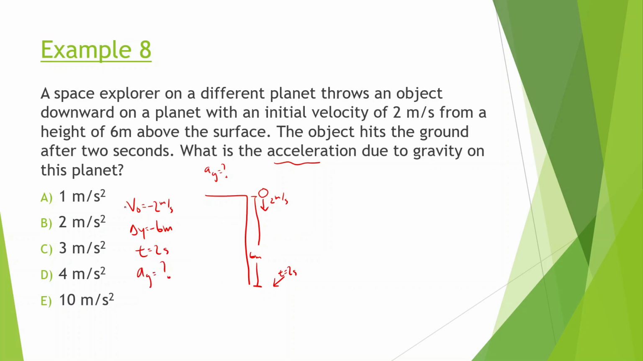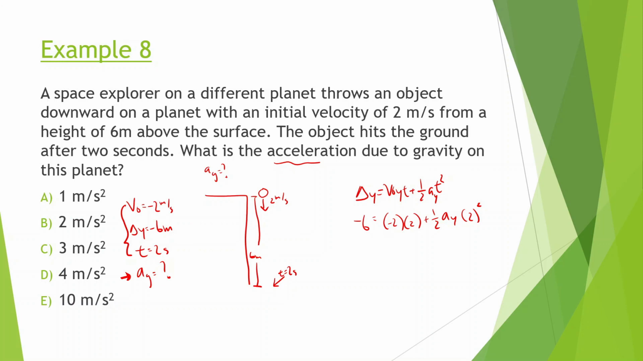So very good. Now we have 3 pieces of information, and the one we're looking for. Whenever you have 3 pieces of information in kinematics and the one you're looking for, you can solve the problem. Let's look at which equation to use. We should be using this one: displacement equals initial velocity times t plus 1/2 a_y t squared. Displacement of y is negative 6, initial velocity negative 2, time 2, plus 1/2 a_y, which is what we're looking for, and 2 squared.